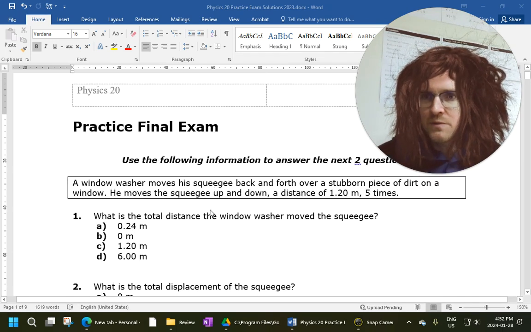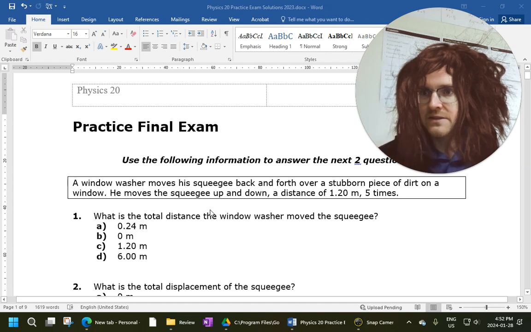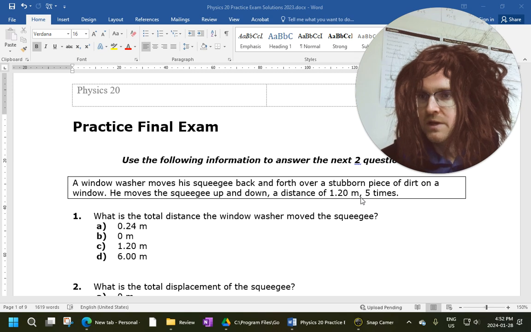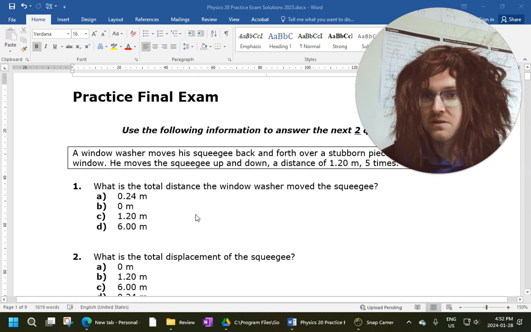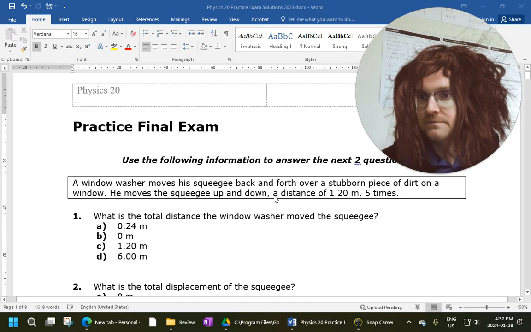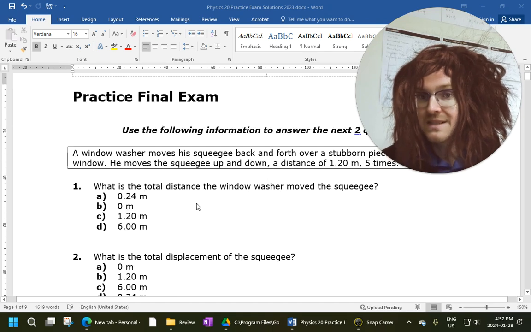Okay, so a window washer is moving his squeegee back and forth over a stubborn piece of dirt on a window. He moves his squeegee up and down a distance of 1.2 meters 5 times. What's the total distance traveled? All right. Well, what's the distance traveled?